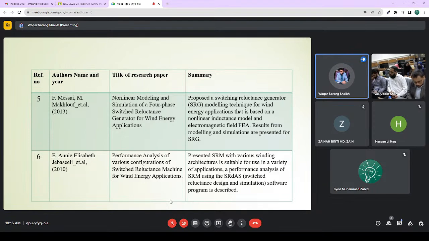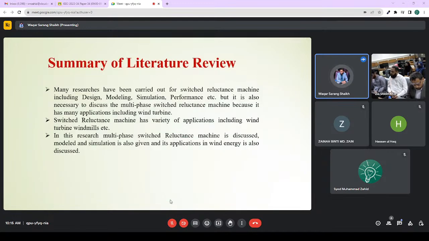Performance analysis of various configurations of switch reluctance machine for wind energy. Switch reluctance machines with various winding architectures are presented as suitable for use in a variety of applications. A performance analysis of switch reluctance machine using the SRDA switch reluctance design and simulation software program is described. This is the summary of the literature review.